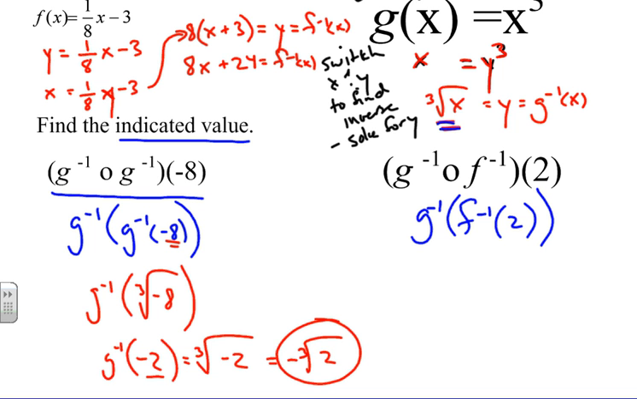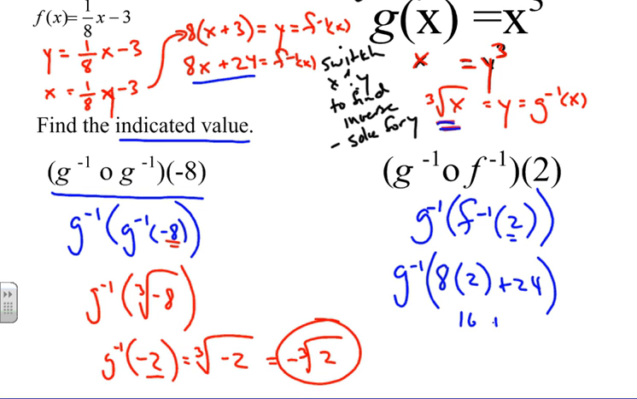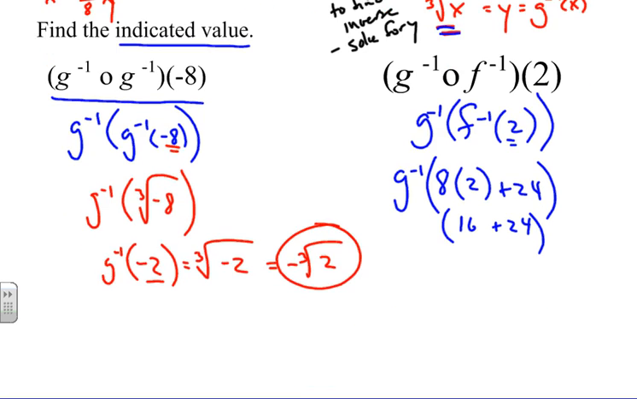So now I'm going to first find the inverse of f, I need to plug 2 into the inverse of f. So I'm going to plug it into here. So I have 8 times 2 plus 24, and what I have is 16 plus 24, and what I got right there is going to be 40. And now I'm going to have this inverse of g of 40.